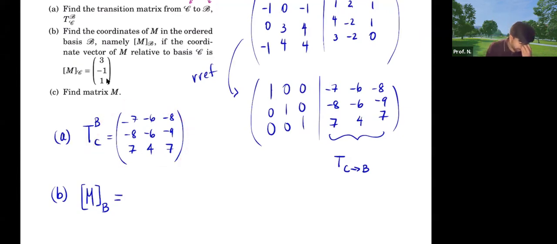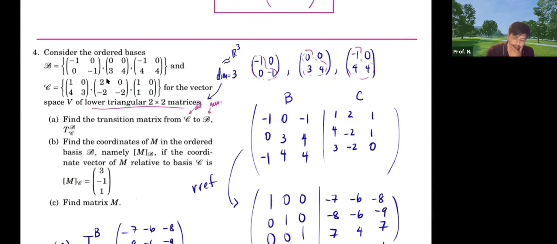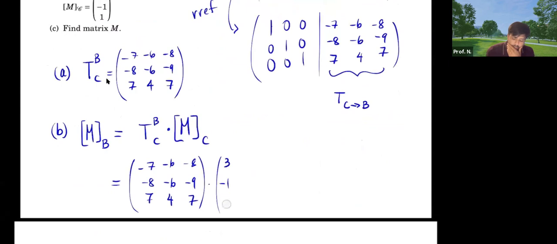So what I'm going to do is multiply the T matrix by the coordinate of M relative to C. When I multiply this column vector by this transition matrix, the result is the coordinates relative to B. That's the beauty behind this. So now I can write this in this fashion: -7, -8, 7, -6, -6, 4, -8, -9, 7. Multiply this by M. What is M? They gave that to me. 3, -1, 1. Multiply this.